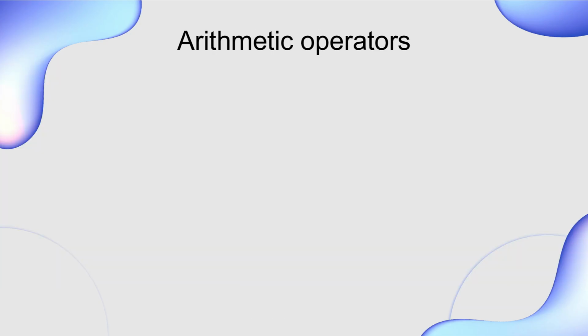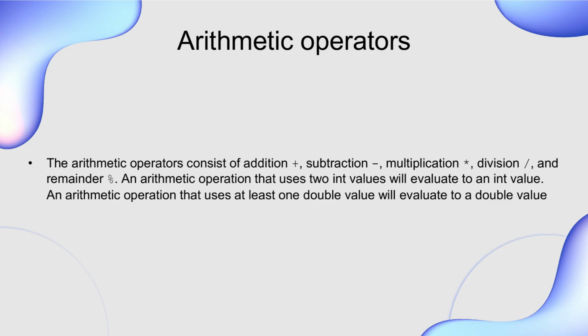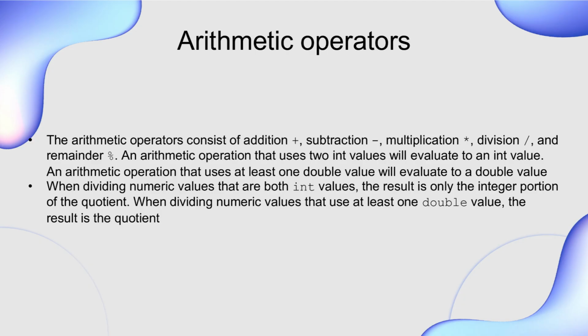Now let's talk about arithmetic operators. The arithmetic operators consist of addition, subtraction, multiplication, division, and remainder. An arithmetic operation that uses two int values will evaluate to an int value. An arithmetic operation that uses at least one double value will evaluate to a double value. When dividing numeric values that are both integer values, the result is only the integer portion of the quotient. When dividing numeric values that use at least one double value, the result is the quotient.